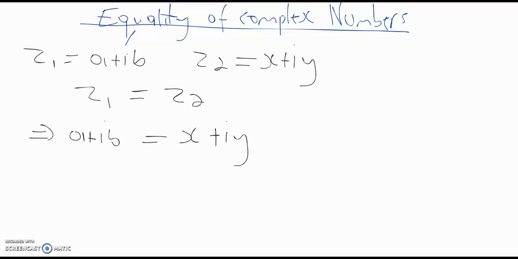Now, when comparing these two things, we have to compare similar parts. So we have to compare real parts and we have to compare imaginary parts. On the left, my real part is a, and on the right, my real part is x. If these complex numbers are equal, this would imply that a must be equal to x and that b must be equal to y. So the real parts are equal and the imaginary parts are also equal. By just looking at this, we have two different equations here, which could be grounds for solving a simultaneous equation.